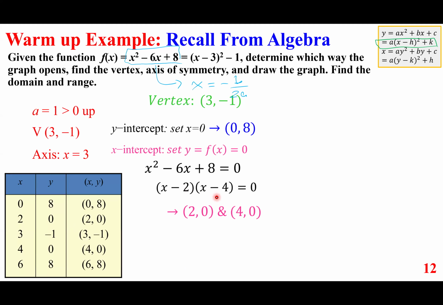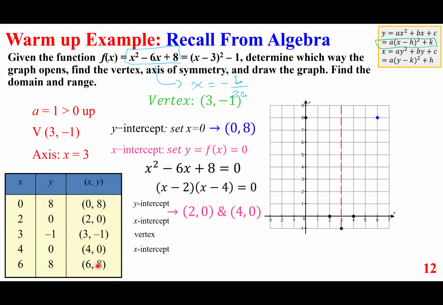Let's write a summary table. So we have, this is the y-intercept 0, 8. This is the x-intercept 2, 0. This is the vertex 3 comma negative 1. And this is another x-intercept 4, 0. I'm going to discuss this in a moment. For now, let's just draw this and notice that's the vertex, the y-intercept 0, 8. The x-intercepts at 2, 0 and 4, 0.